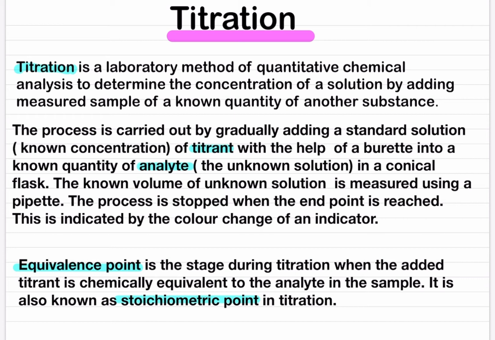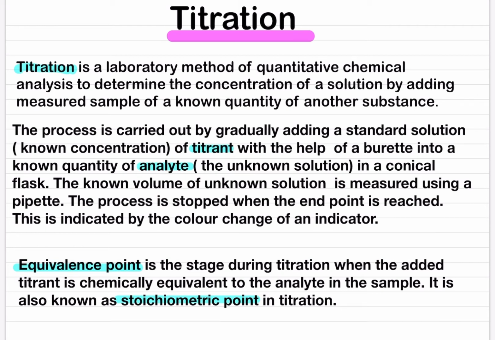The process is carried out by gradually adding a standard solution. The standard solution is a known concentration of titrant, with the help of a burette, into a known quantity of analyte, the unknown solution, in a conical flask. The known volume of unknown solution is measured using a pipette. The process is stopped when the end point is reached. This is indicated by the color change of an indicator.